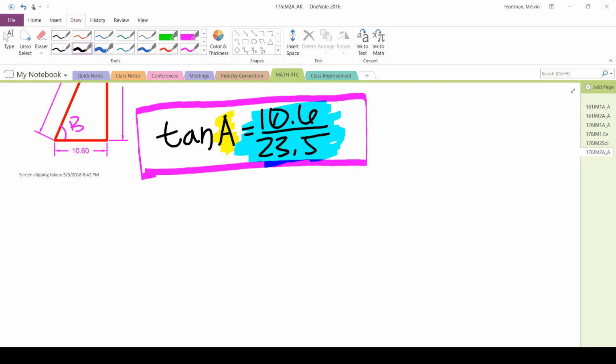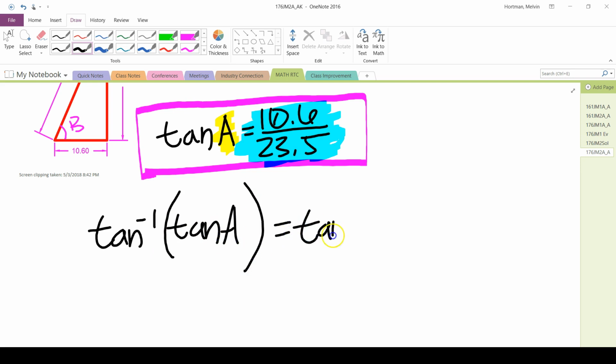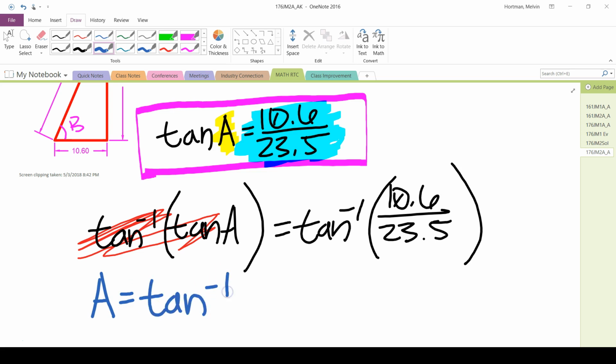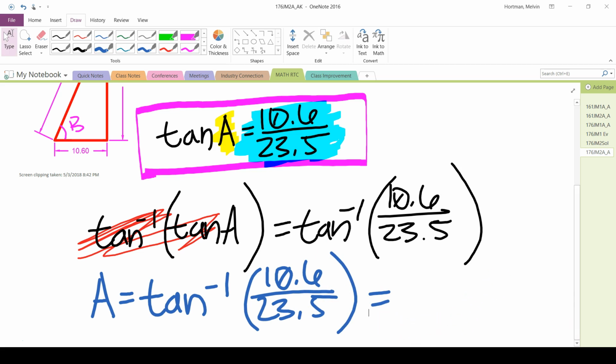I can solve for this using algebra by taking the inverse tangent of both sides. So the inverse tangent of tangent A is equal to the inverse tangent of our ratio. We're just solving an equation now, right? These tangents are going to cancel out on this side, and we'll only be left with A equals the inverse tangent of 10.6 over 23.5. Here's where we can get our calculator.